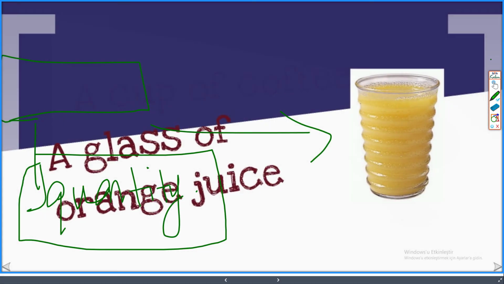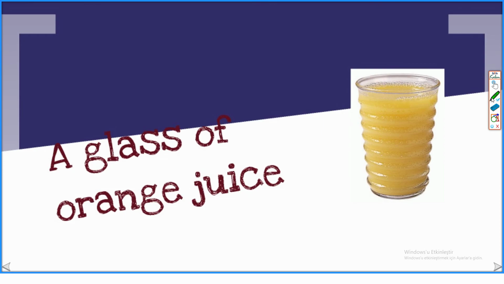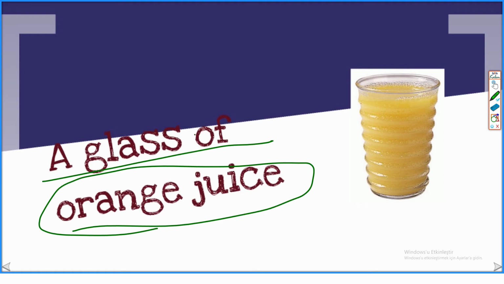And a glass of orange juice, but the quantity is a glass of. This is R, oh, not G. Sorry about that. Not G. Why can't I erase that? It is our quantity. A glass of orange juice. Okay.